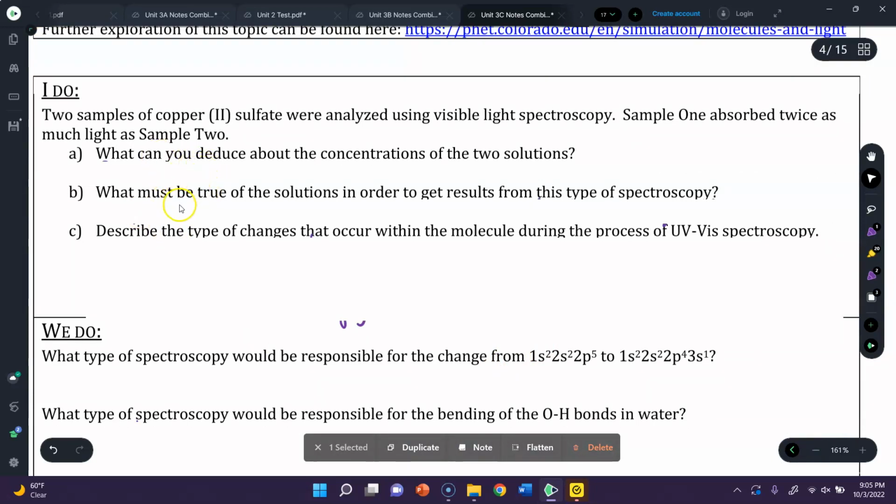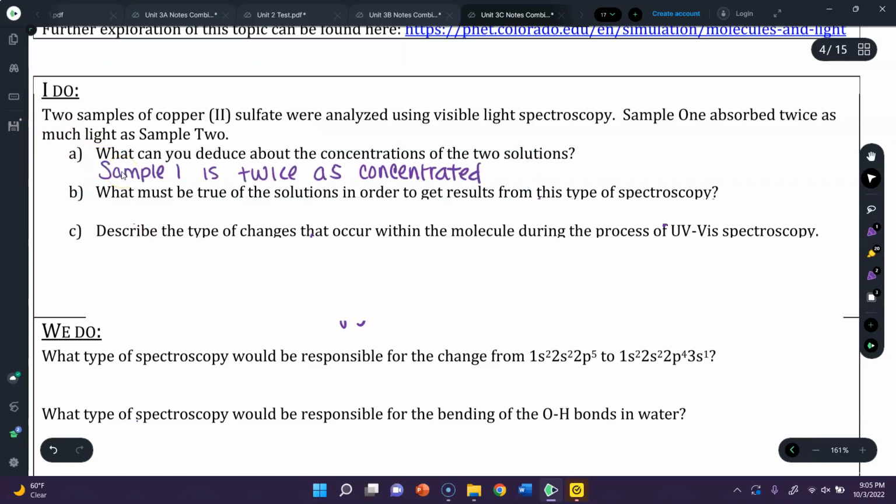Two samples of copper-2 sulfate were analyzed using UV vis, or visible light spectroscopy. Sample 1 absorbed twice as much light as sample 2. What can you deduce about the concentrations of the 2 solutions? Well, first you can say that sample 1 is twice as concentrated because it absorbs twice as much light.